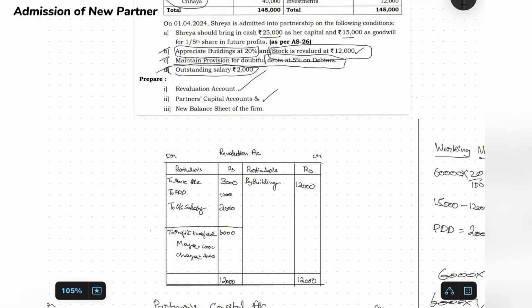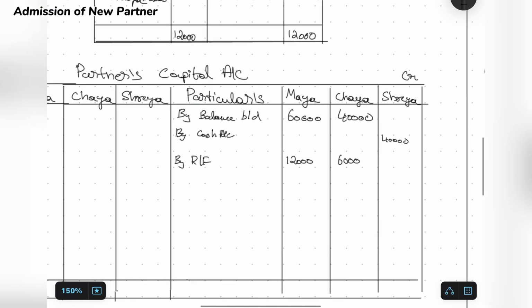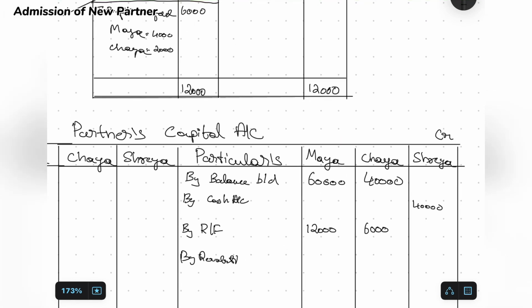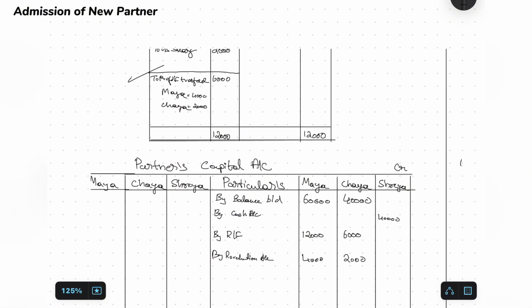Here we got a revaluation profit, so I will share it between the partners in their ratio by the revaluation account. So Maya is getting 4,000 and Chaya is getting 4,000.